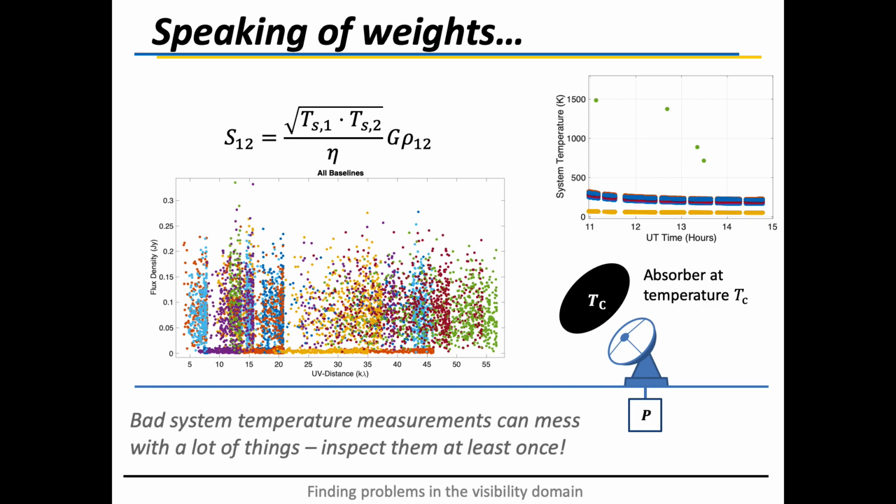So all that being said, sometimes it's good to just check the system temperatures once, especially for SMA data, but for any data set where you apply system temperatures as part of the flux calibration. Because those system temperature values can really mess with the amplitudes in your data. So try to check them out at least once.